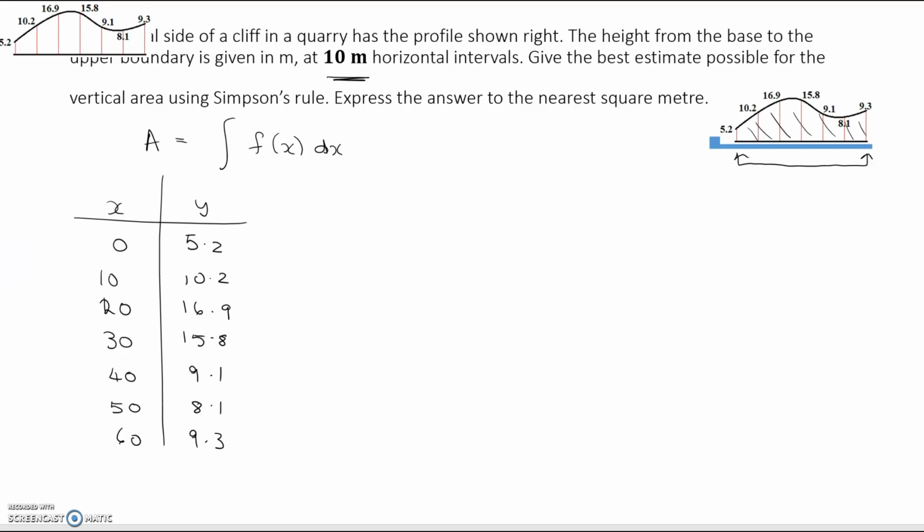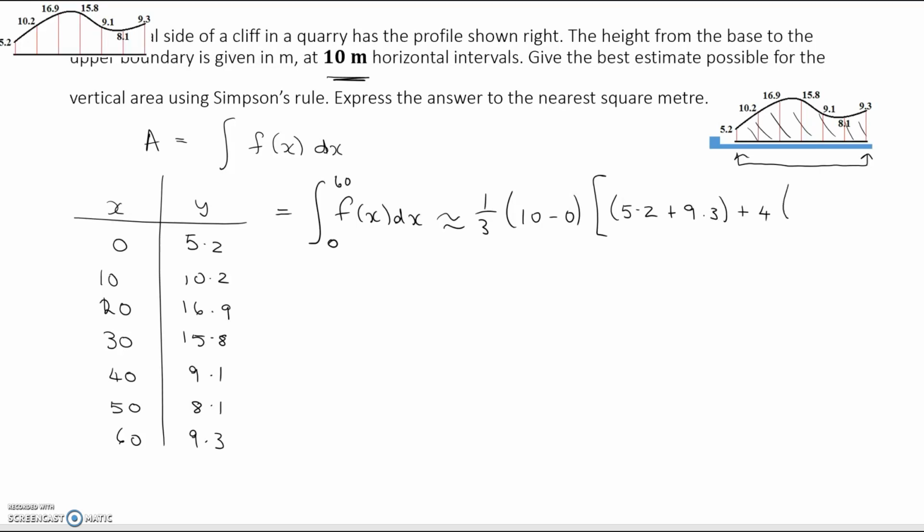Now you're given the formula, so the area is going to be the integral between 0 and 60. That's how it would be if you knew the function. We don't, so we're going to approximate it using Simpson's rule, which will say it's a third of the distance between them, and it'll be the sum of the first and the last reading, and then 4 times the sum of the, depending on how you look at it, if this is x0 and this is x1, then it's 4 times the odd readings, or if this is x1 and this is x2, then it's 4 times the even readings. Just depends on how you want to do it.